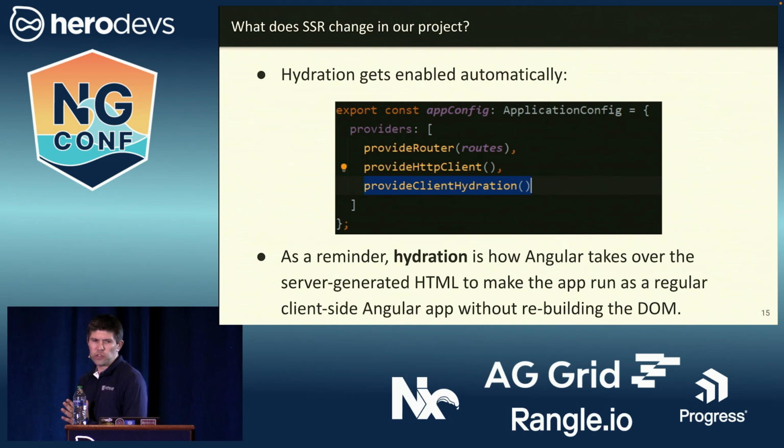So one of these changes is going to be in our routing config, where the CLI is going to add this provideClientHydration option. So it gets enabled by default. We don't have to change our code. Again, you could use your Angular app as is. Just run ng add @angular/ssr, and it's going to work, which is somewhat magic. I like it. When you just run one command, it works. It's always a good feeling.